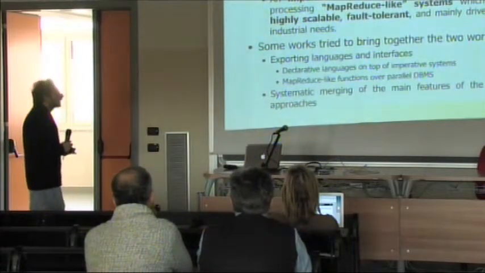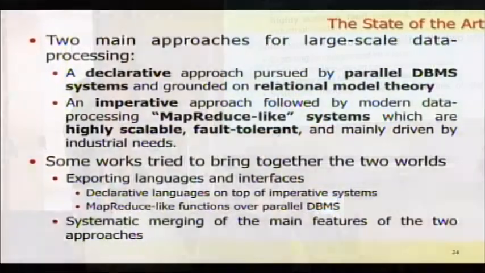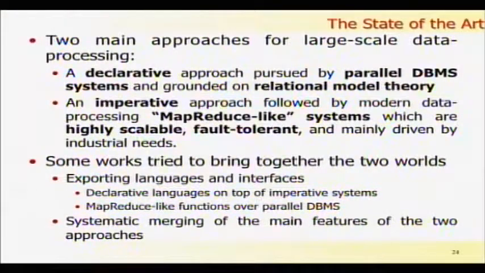If we analyze the different approaches that implement this large-scale data processing, we can basically find two different types of systems. One that is declarative, which is basically the parallel DBMS, based on the usual relational model theory. Then we also have an imperative approach that has been growing in recent years, which is basically all the systems that are MapReduce-like. These systems are highly scalable and fault-tolerant, and they have no theory behind them. It's just driven by industrial needs.